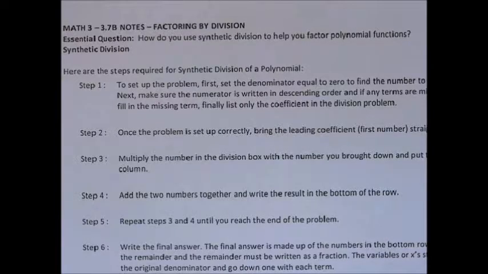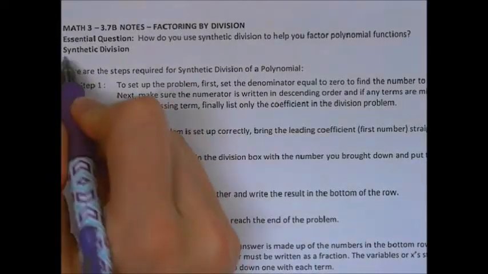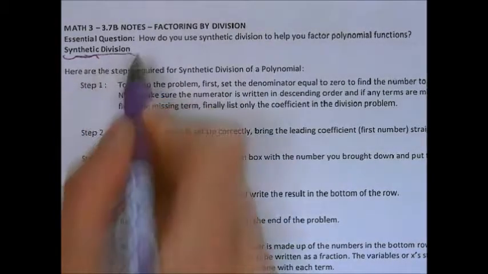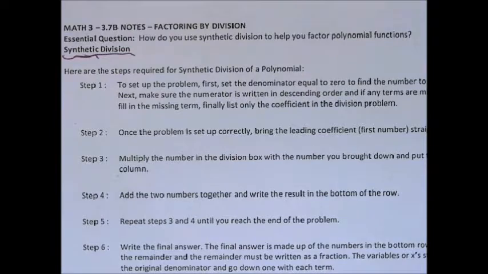Today we will be looking at 3.7b, and this is a continuation of factoring by division, and we're going to be specifically looking at synthetic division. So the first part of 3.7 was looking at long division, and now we're going to be looking at something called synthetic division.